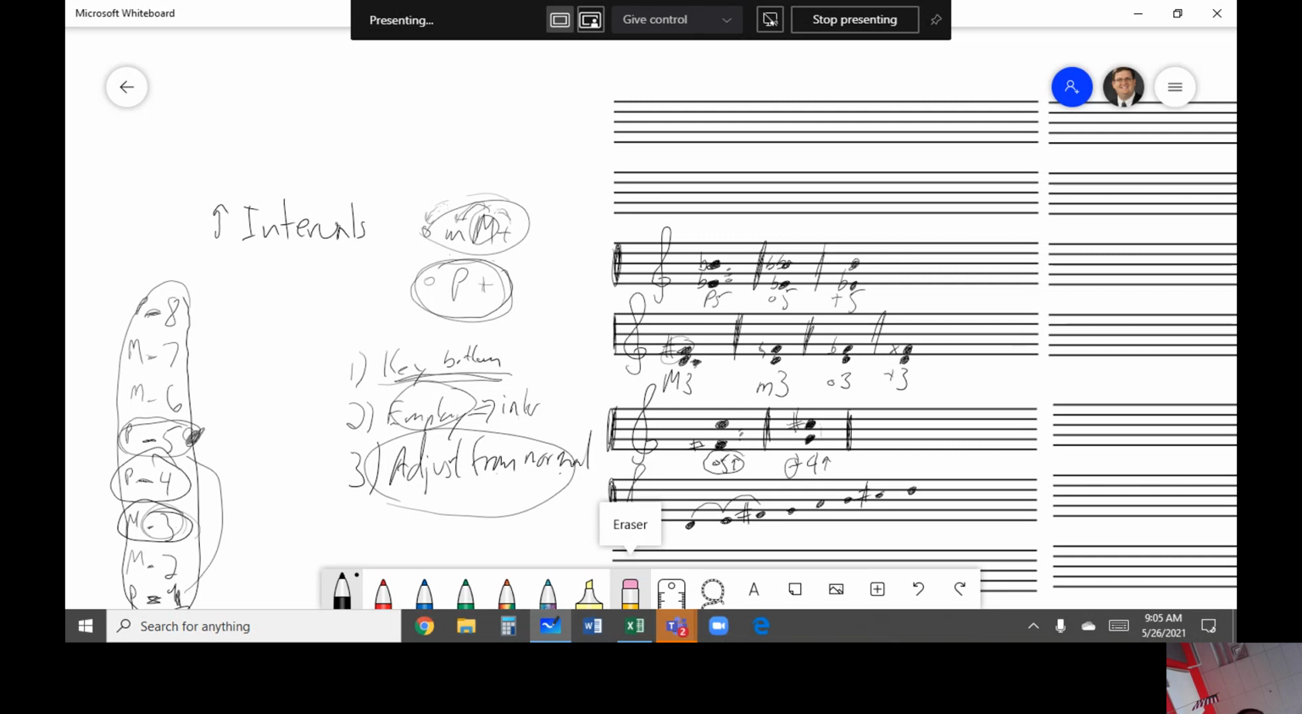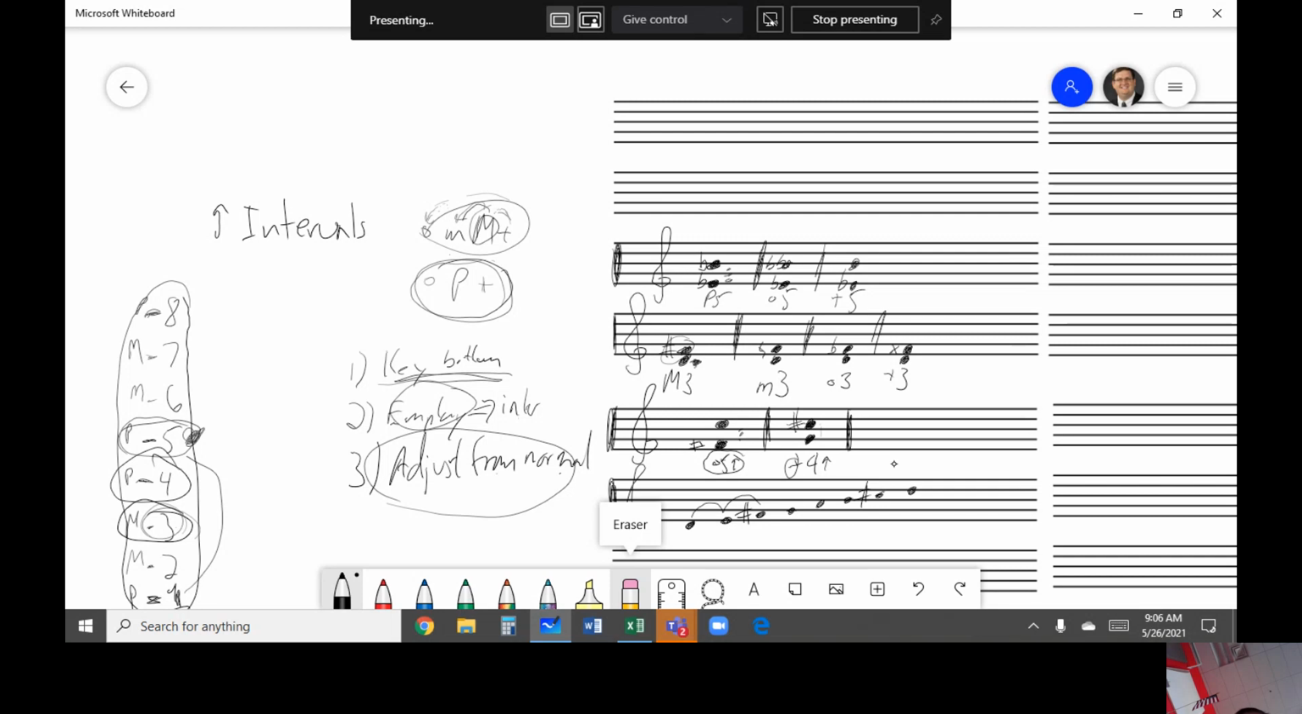There's no such thing as asking for a major fourth or a minor fourth or a major fifth or minor fifth or a major octave or a minor octave, because those can only be perfect. If I were to ask you for a perfect third, that can't exist because those are your major intervals and those can only be major, minor, augmented, or diminished.